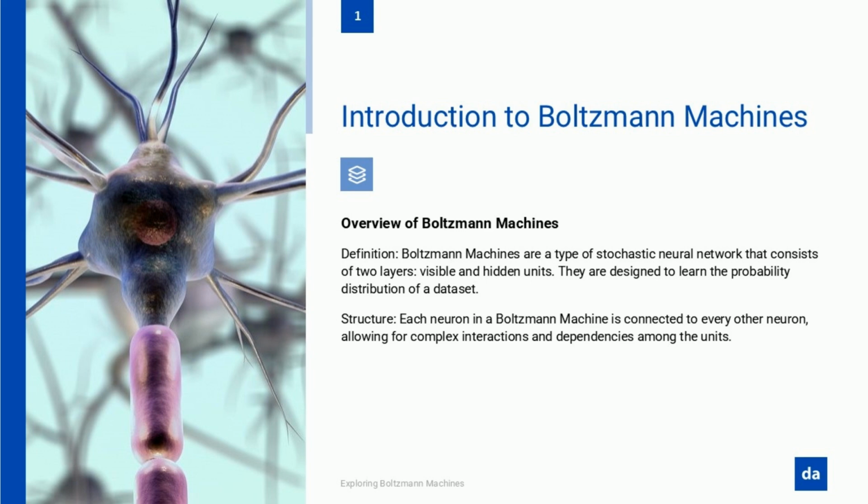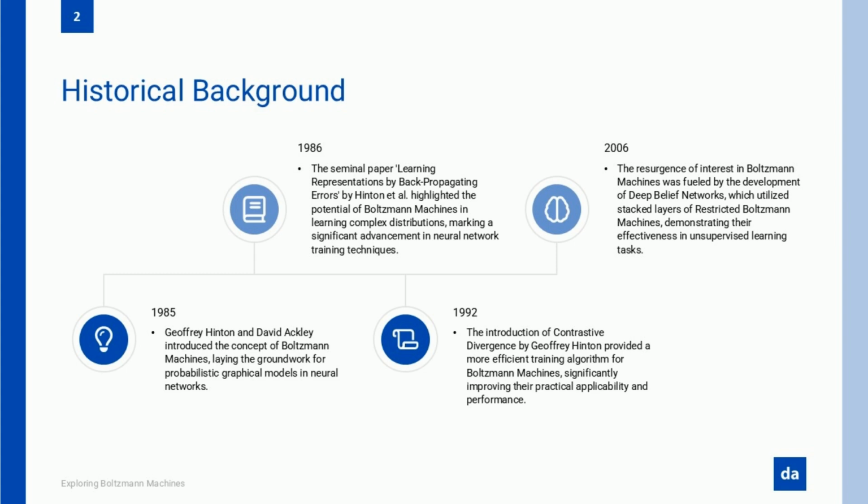But here's the catch. Training them isn't easy. They require sophisticated algorithms like contrastive divergence to adjust their weights effectively, and they can be computationally demanding. That's why they've often been overshadowed by more mainstream deep learning models. So the real question is, are Boltzmann machines an untapped resource in AI, or have they been left behind for a reason? As we explore their architecture, training methods, and applications, you'll start to see just how much potential they hold. Let's dive in.